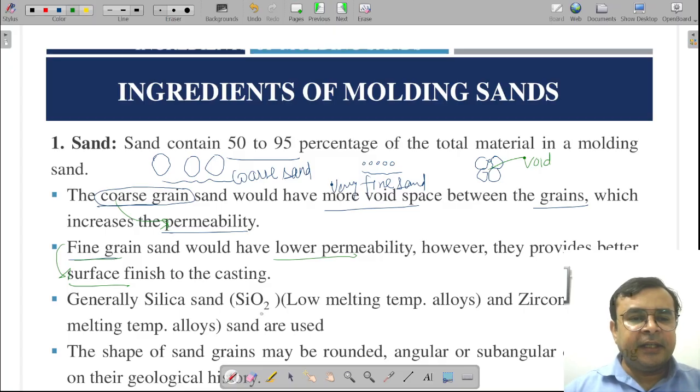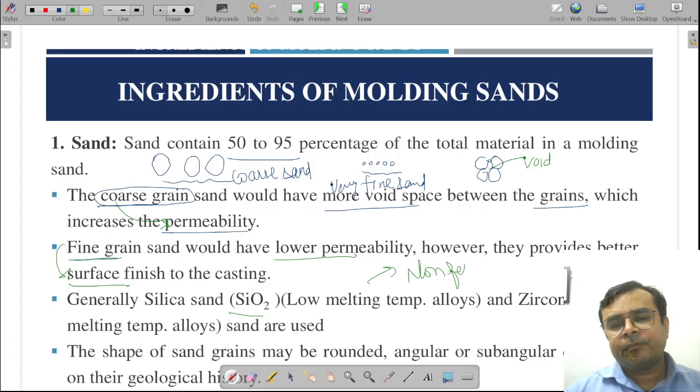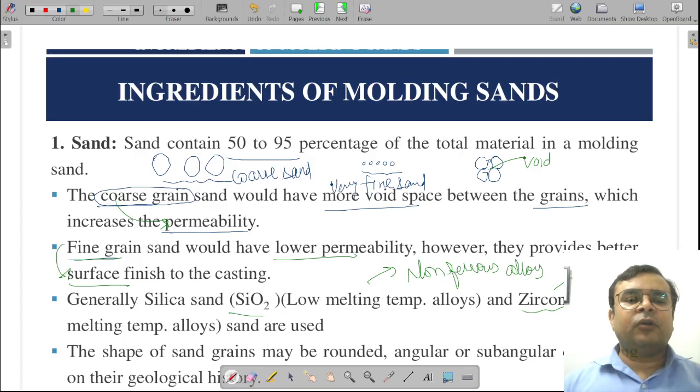Next, generally silica sand, SiO2, with a low melting temperature, is used for non-ferrous alloys. It is generally employed for non-ferrous alloys. And zirconium sand has a very high melting temperature, so it is used for casting of steel, or you can say ferrous alloys. But sometimes cast iron may also be cast with the help of silica sand.